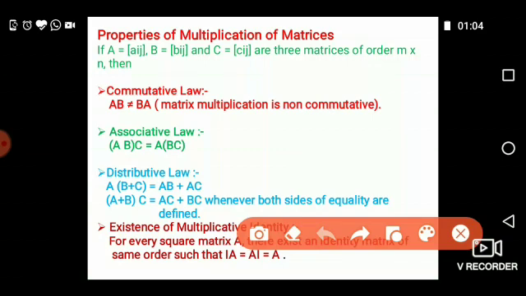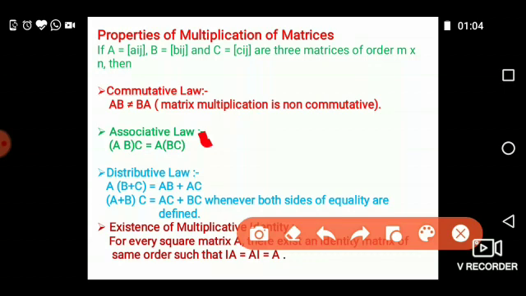Dear students, in the examination, 5-mark questions will be given on either the associative law or the distributive law. You can find these 5-mark questions in the Part D section, question number 40 in the question paper.